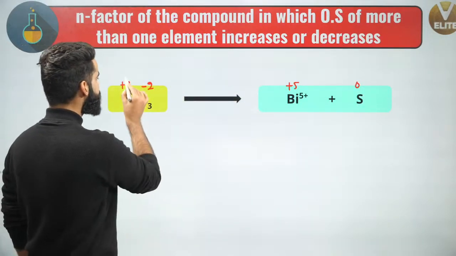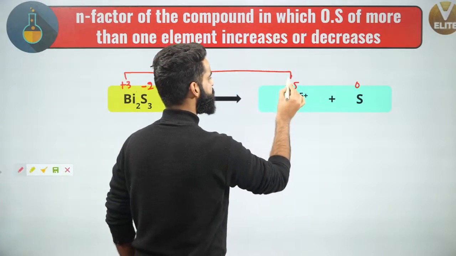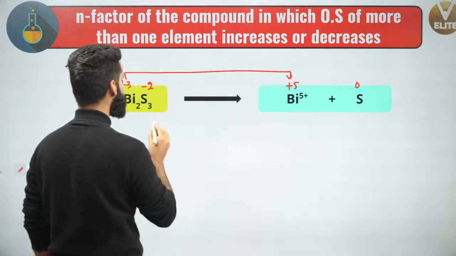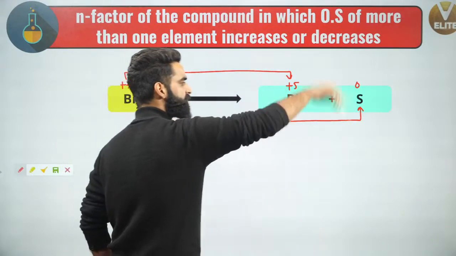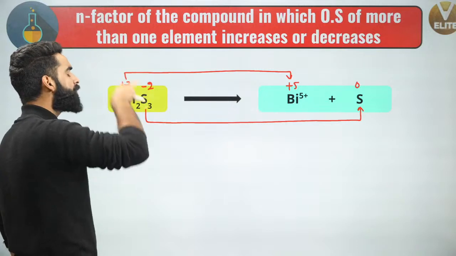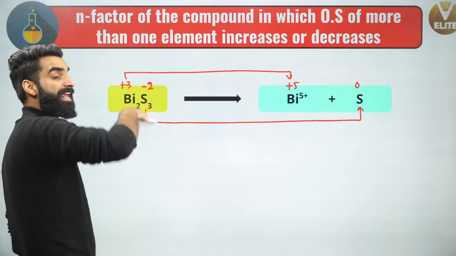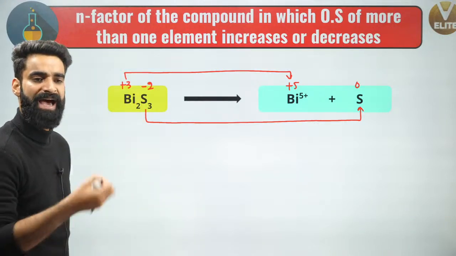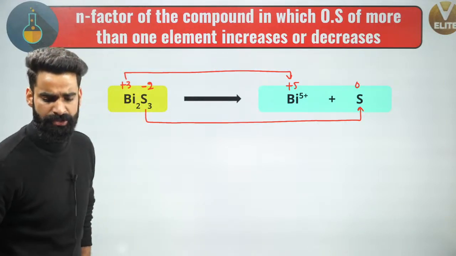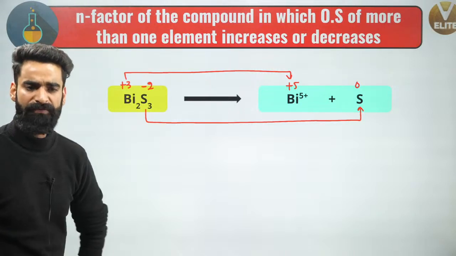Now people see, the oxidation state of Bi is changing from +3 to +5. So the oxidation state of Bi is increasing. The oxidation state of sulfur is changing from -2 to 0. That means the oxidation state of sulfur is also increasing. Can I say this is the compound in which the oxidation state of more than one element is increasing? How do I calculate its N factor? N1 plus N2. So first I need to calculate N1, then N2. I'll add them up and get the overall N factor.